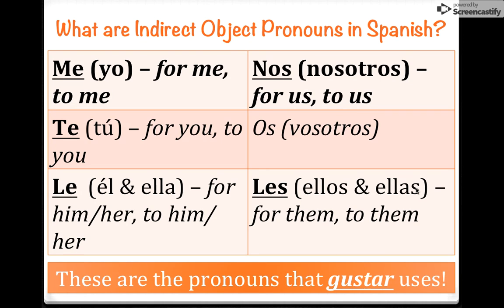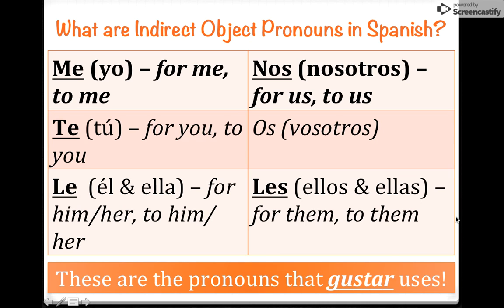So what are indirect objects in Spanish? Me is going to be yo, for me, or to me. Te is tú, for you, to you. Le is either for él or ella. Nos is going to be for us, nosotros. Os, that's the one for Spain. We just want you to know about it. Les is ellos or ellas, for them or to them.